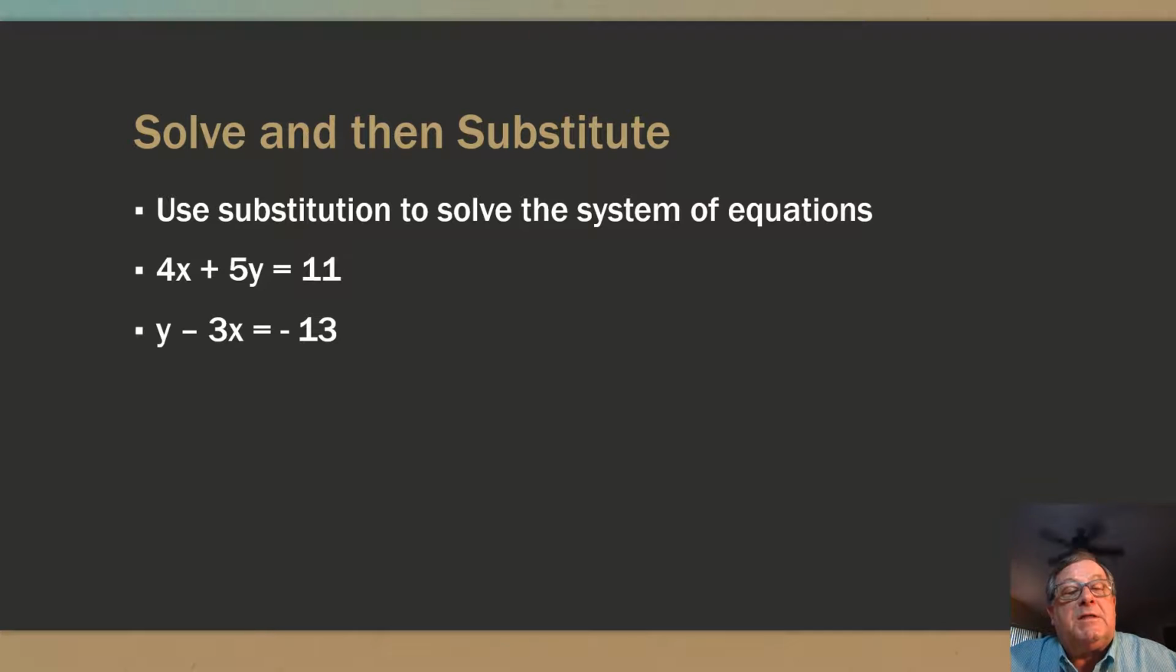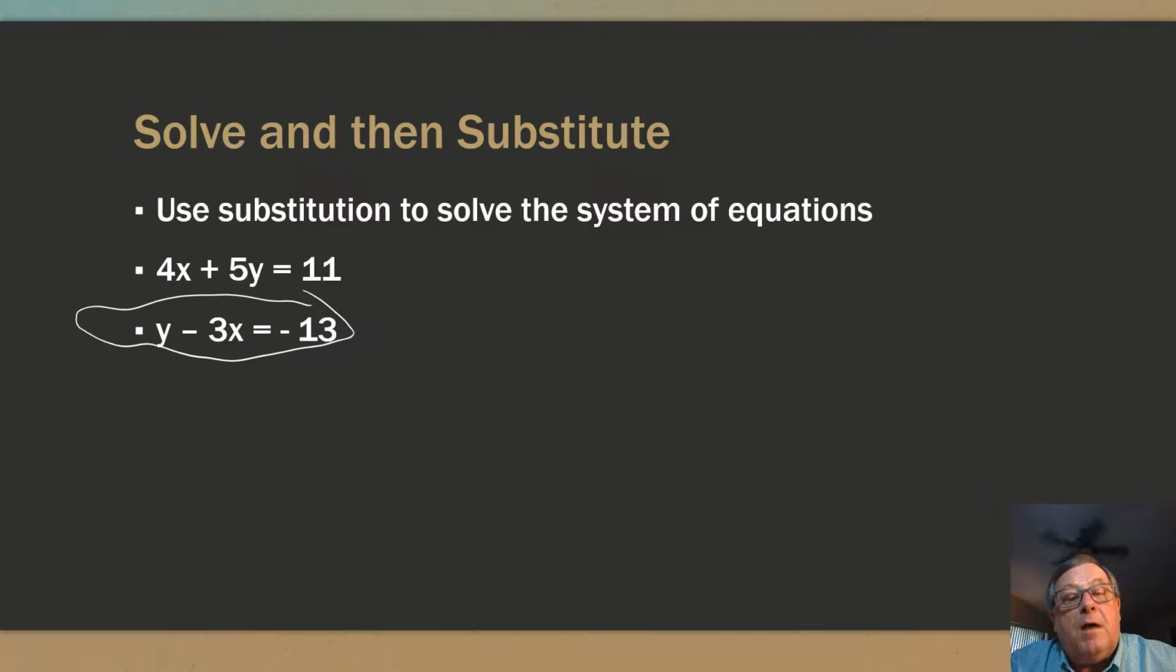And so here we have a system, 4x plus 5y equals 11, and then I've got y minus 3x equals negative 13. And so I don't already have one of the equations with one of the variables isolated. But as I look at these two equations, I can isolate the y pretty easily in that equation right there. And then once I do, I can substitute.